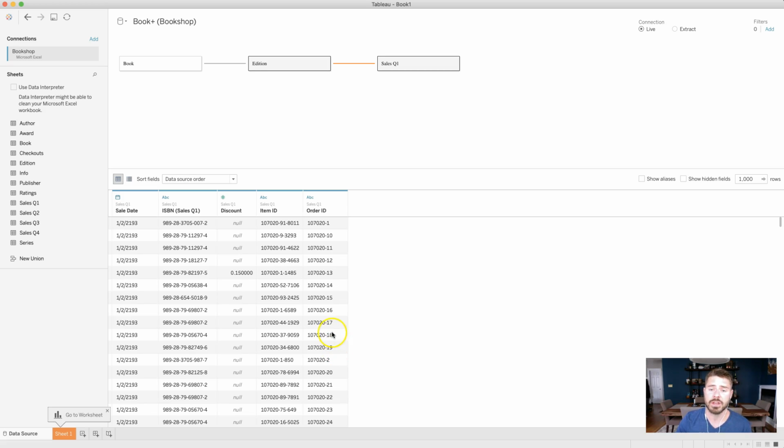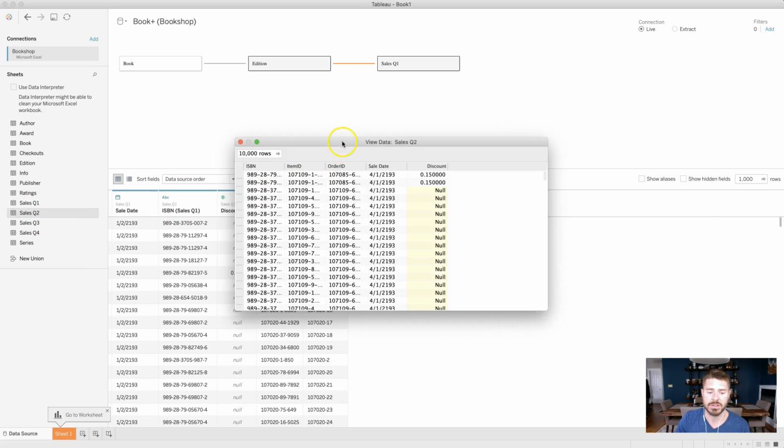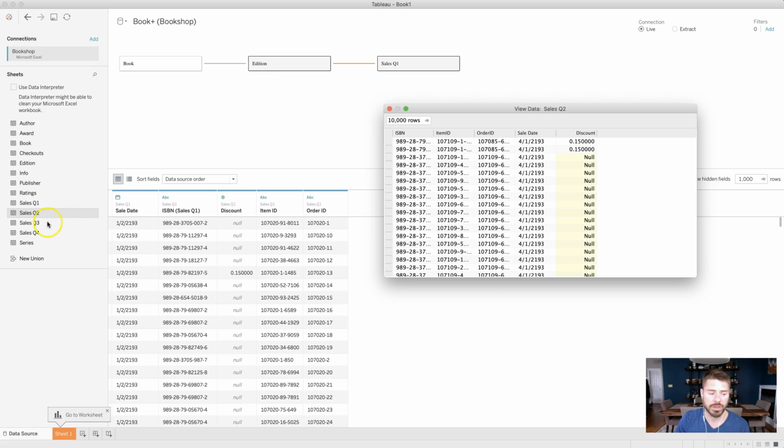So notice here that we have sales, not just from quarter one, but quarter two, quarter three, quarter four. And if we look through these, using, again, the data preview, we can actually see that the columns are the same in all of them. And this makes perfect sense, right? Like we have some sales tracking process in our business unit. It's tracking order ID, it's tracking item ID, it's tracking sale date, it's tracking discount rate, and whatever in order to keep track of revenue flow.